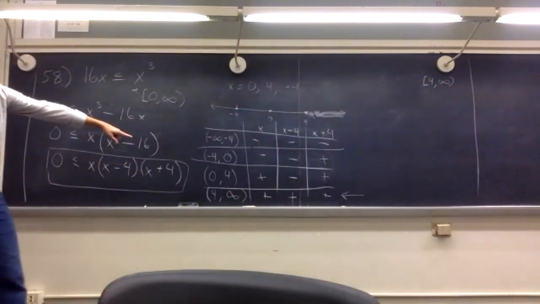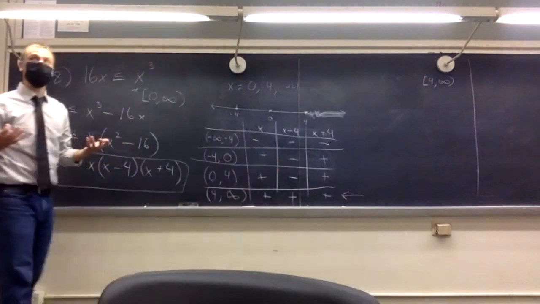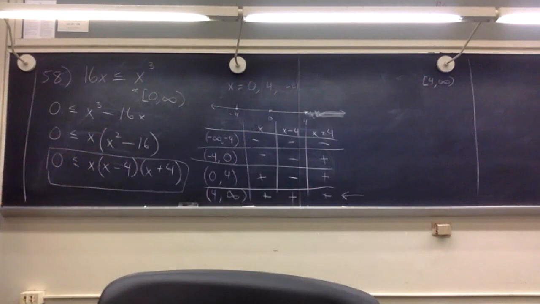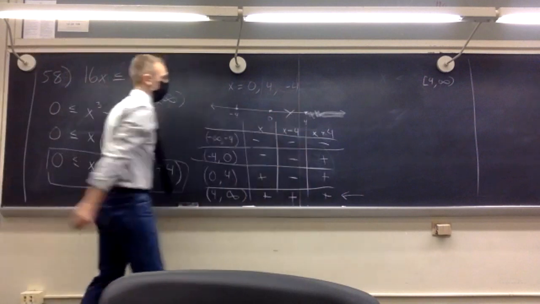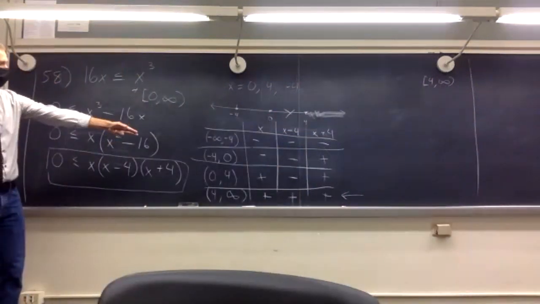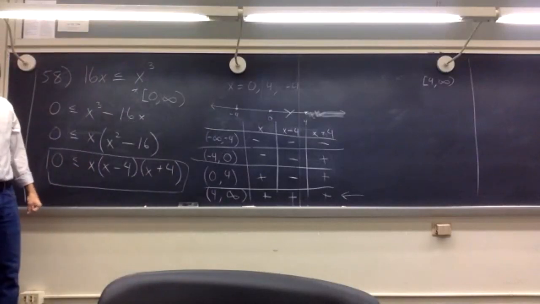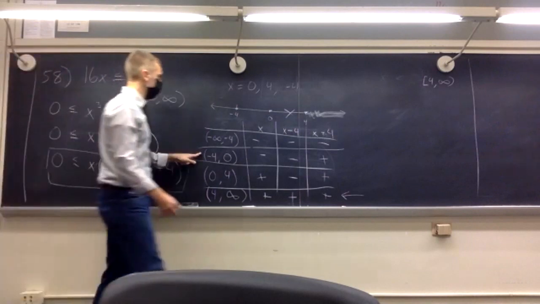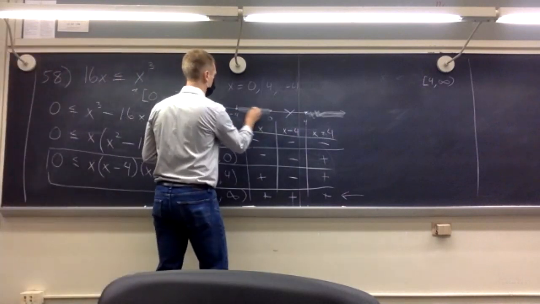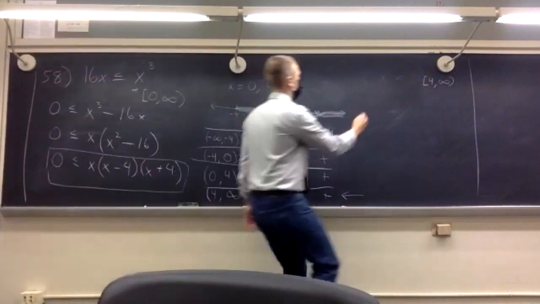Okay, next interval. What do we know about a positive times a negative times a positive? Positive or negative? Negative. We've got one negative in there, so this interval does not work. Okay, next interval up. Negative 4, 0. We've got a negative times a positive, which gives us positive. So this one works. Nice. Very good. Negative 4. You've got to check the endpoints.